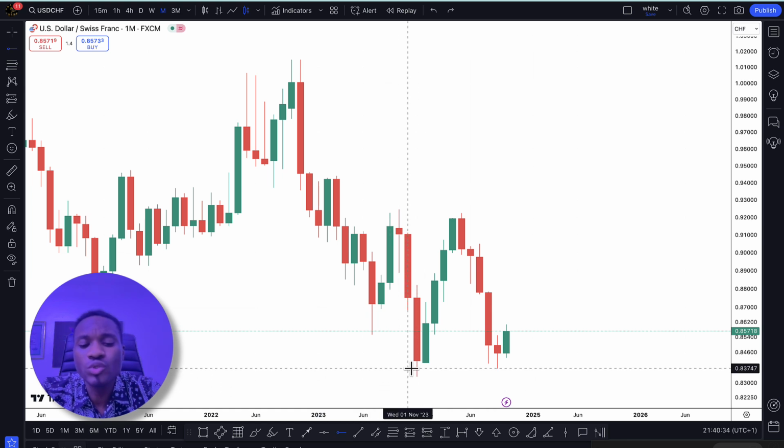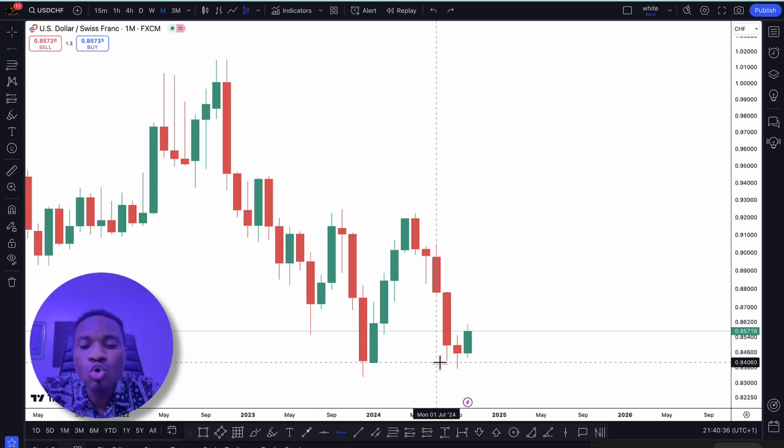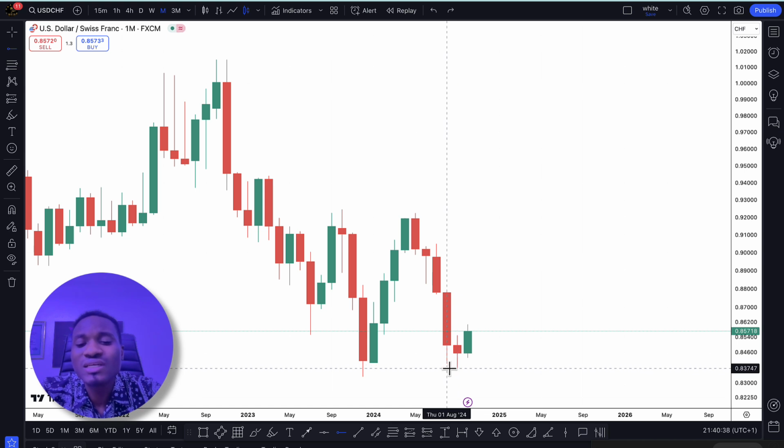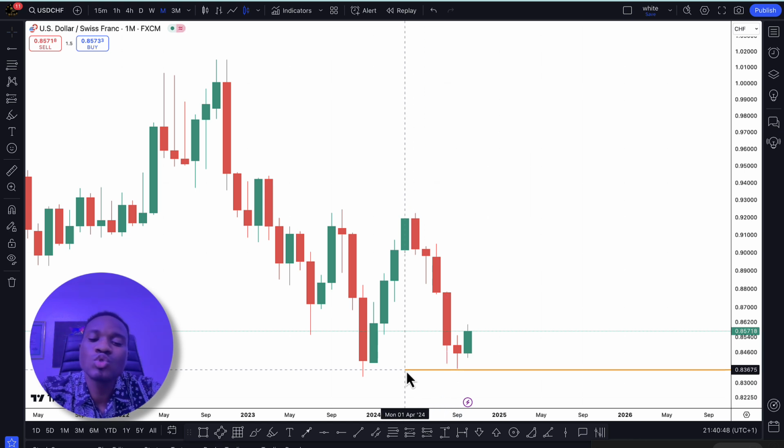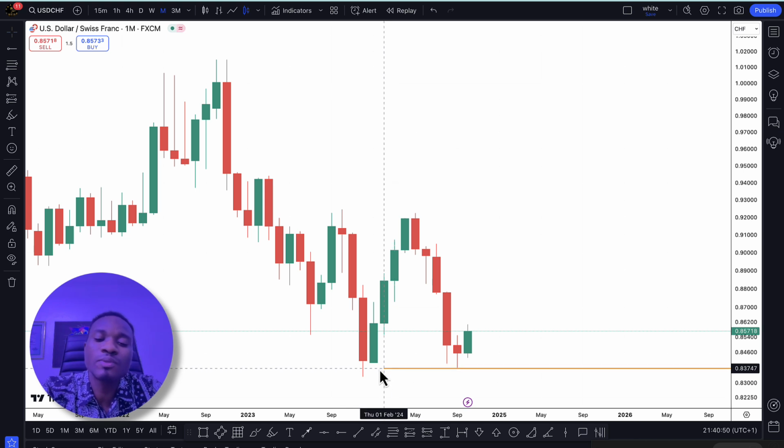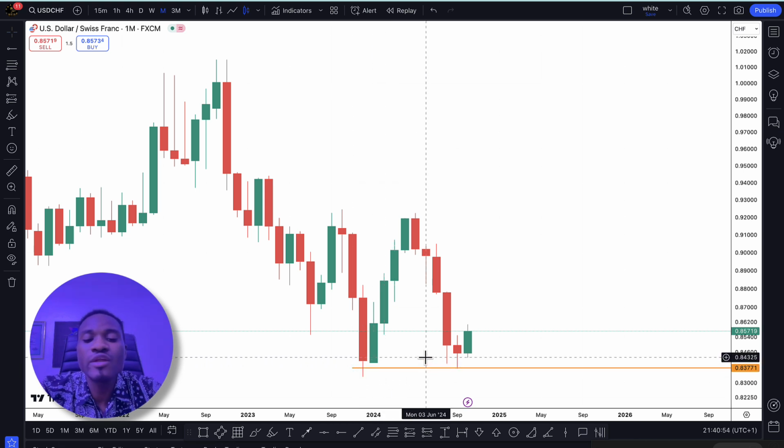Now, I will use the horizontal line to capture the low of last month. Last month is what? September. Once I capture the low of last month, I know that is the extremity of last month. Now I pull my horizontal line to the left-hand side so that I can capture the previous price action in the market. Now you can see that I have a key level, a major support on this price chart.